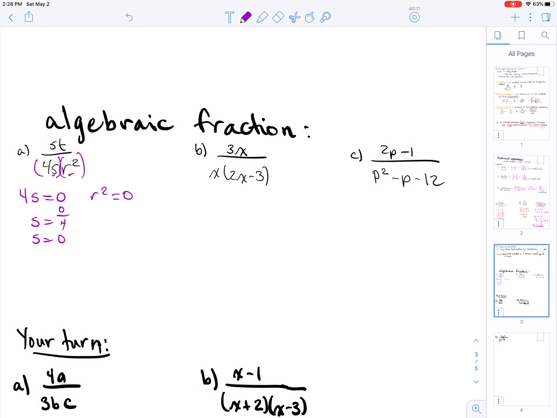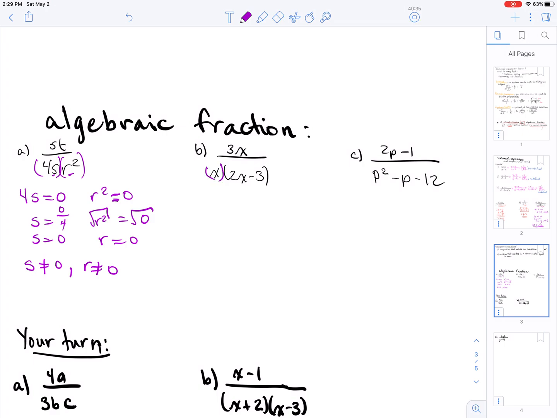Well, just like our radicals, and I have a square, I'm going to have to take the square root of both sides. So I have the square root of r squared and the square root of 0. So that means r equals 0. So s cannot equal 0 and r cannot equal 0 in A. Let's have a look at B.